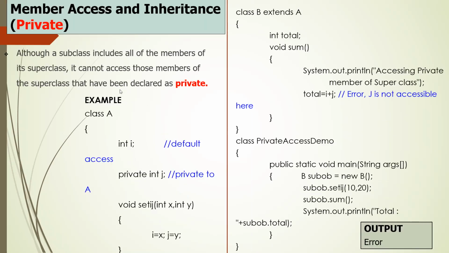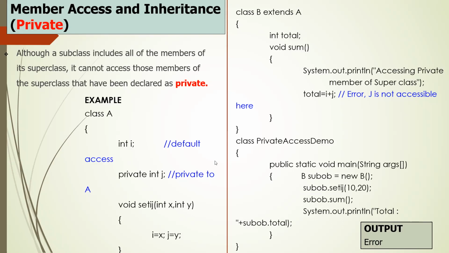And there are different access specifiers for inheritance. The first one is private. Although a subclass includes all of the members of its superclass, it cannot access those members of the superclass that have been declared as private. If there is any method or variable declared as private in the superclass, the subclasses cannot use it directly.